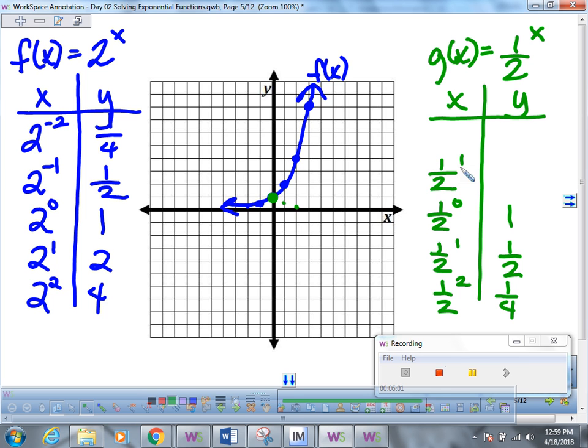Sorry, thank you. 1/2 to the negative 1. Thank you. So 1/2 to the negative 1 is going to be 2. So negative 1, I go up 2. I'm going to explain it in a second, okay? Just let me get through it. And then 1/2 to the negative 2 is going to be 4. So negative 2, I go up 4. Negative 3, I go up 8. All right, so there's my g of x.